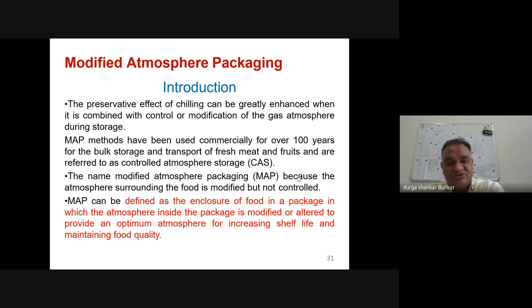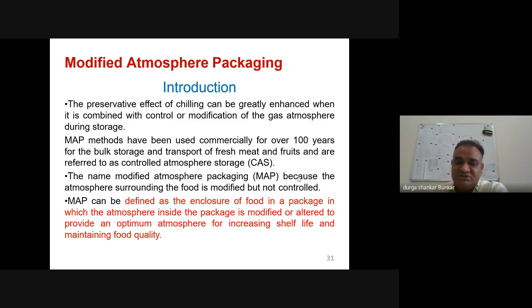One of them is MAP. I discussed it a little bit earlier. If we go for the definition, it is an enclosure of food in a package in which the atmosphere inside the package is modified. So ultimately, we are changing the atmospheric concentration of gases, altered to provide an optimum atmosphere for increasing shelf life and maintaining food quality.